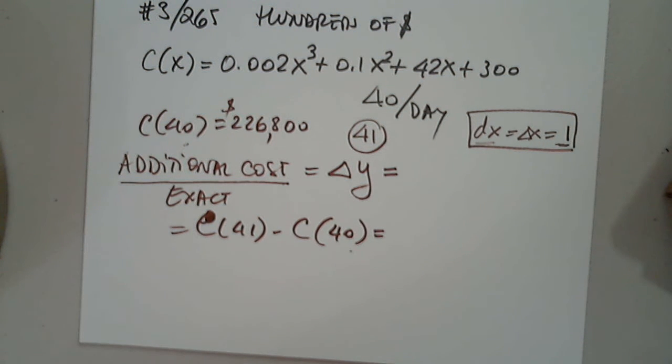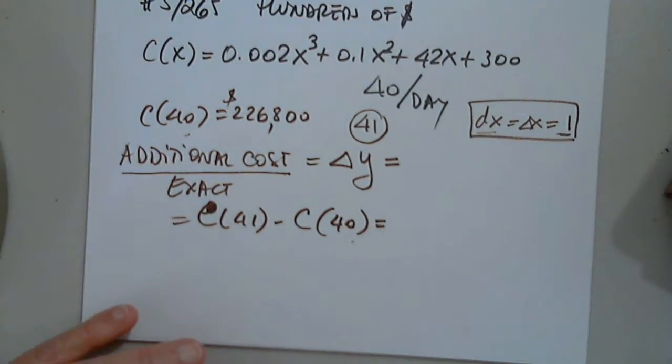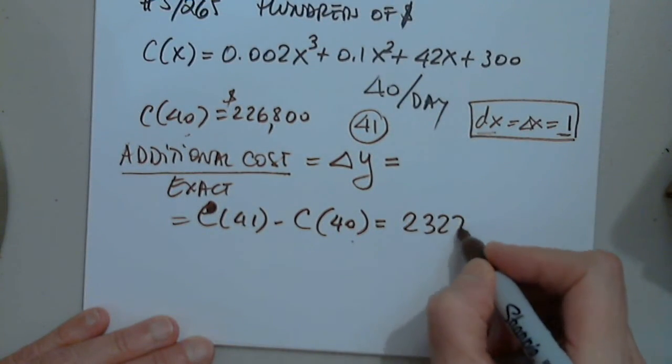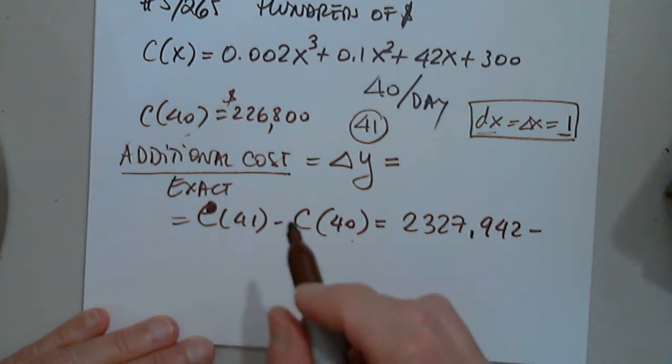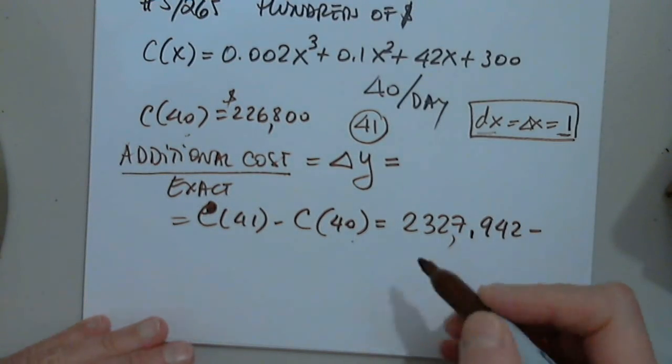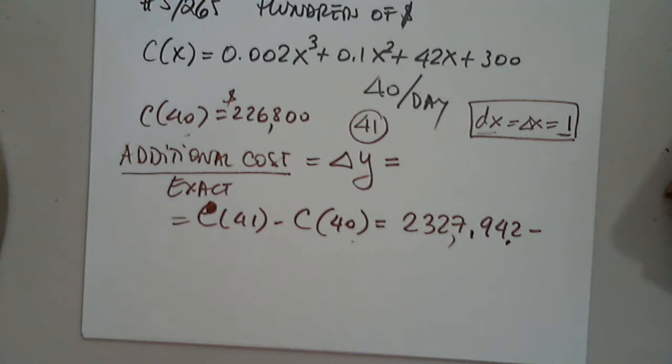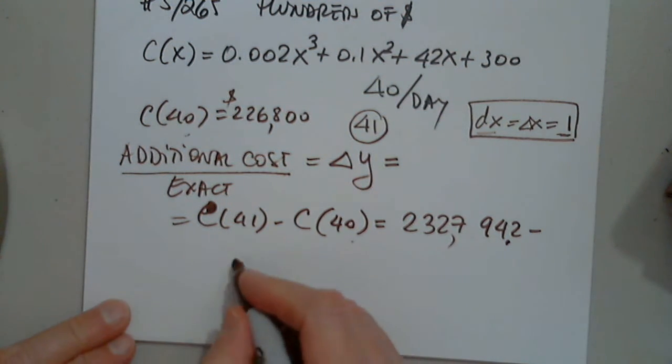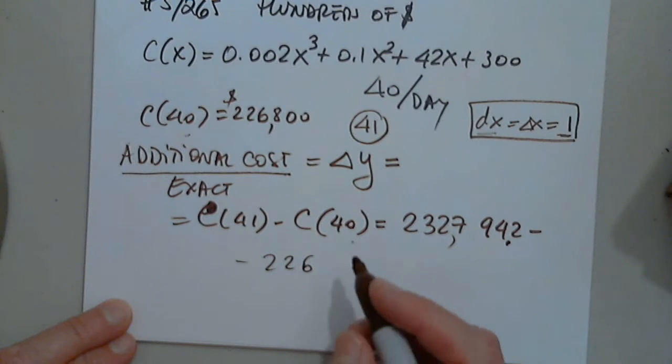So back to sharing my screen and going back to the calculator. All I need to do now is plug in 41. Please make sure you copy the whole thing. So 2327.942, and this is in hundreds. I cannot forget to do that, right? So it's 232,794. Okay, minus 226,800.